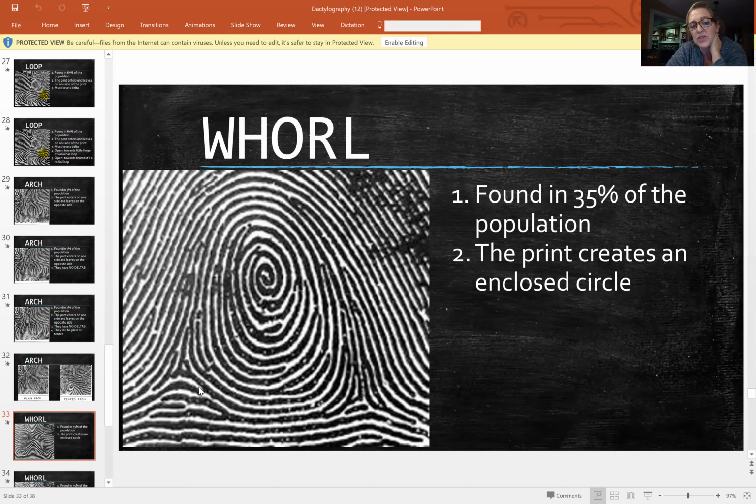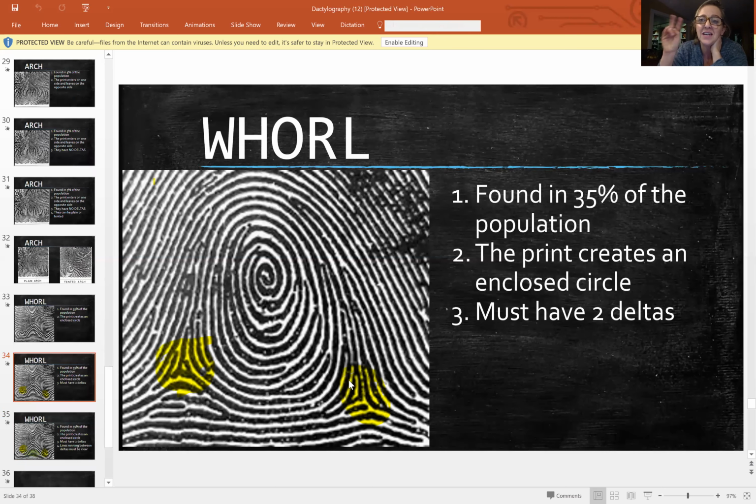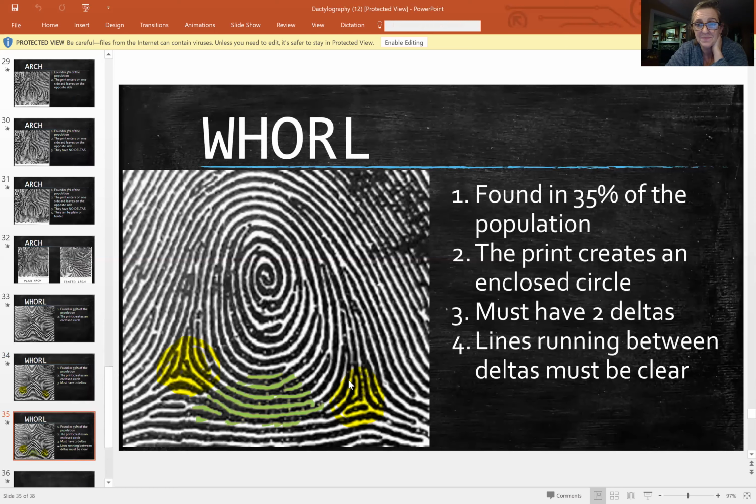Do you notice two things on this? See these two things? These two things are the deltas. So to be a whirl, it has to have two deltas. If there's only one delta on that print, then it must have been a loop. The lines running between the deltas in here must be clear, they must be distinct.